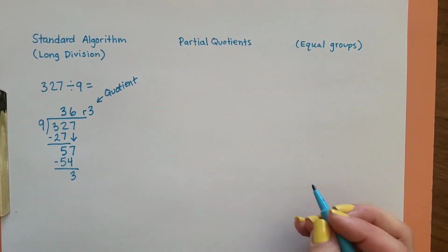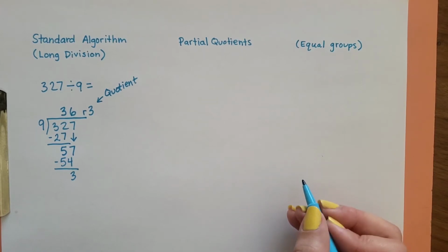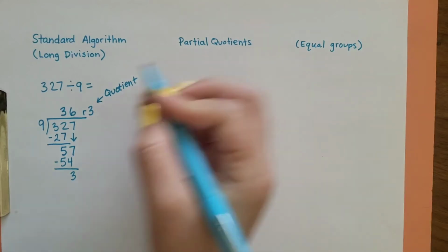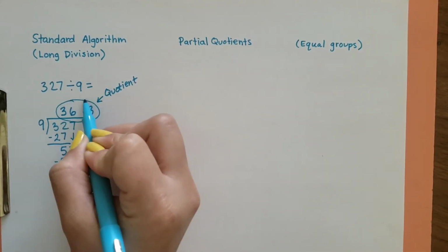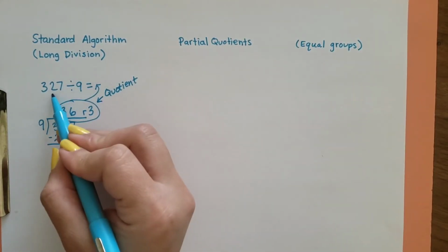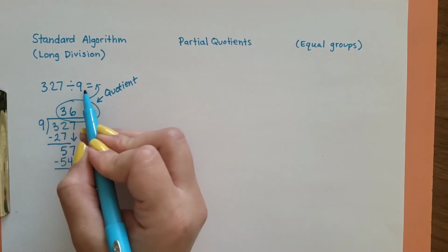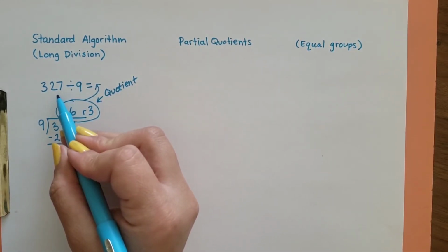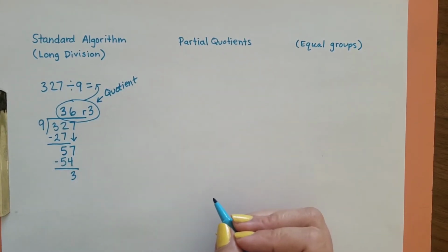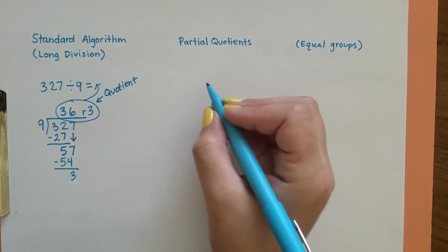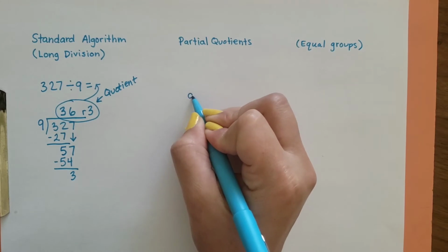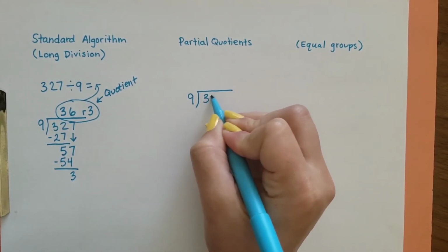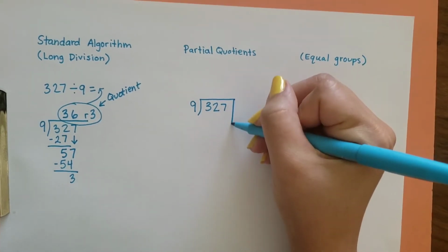Okay, let's go ahead and look at it using partial quotients, which is what you worked on yesterday. Okay, we start out with our problem, and also our answer. This is what we'd put right here, because 327 divided by 9 is 36. We can subtract 9 36 times. We'll also have 3 left over. All right, so with partial quotients, we set it up very similar. We put our divisor out in the front. We put 327 inside, and we actually draw this line down.